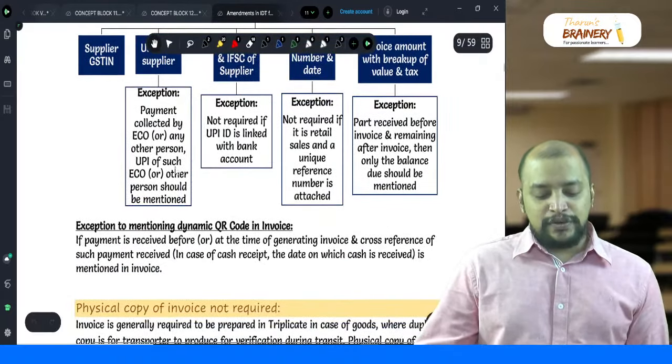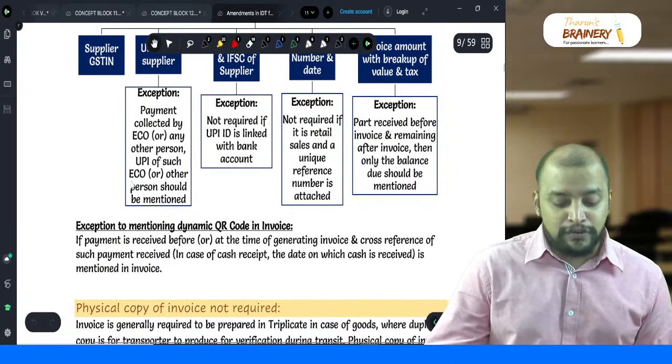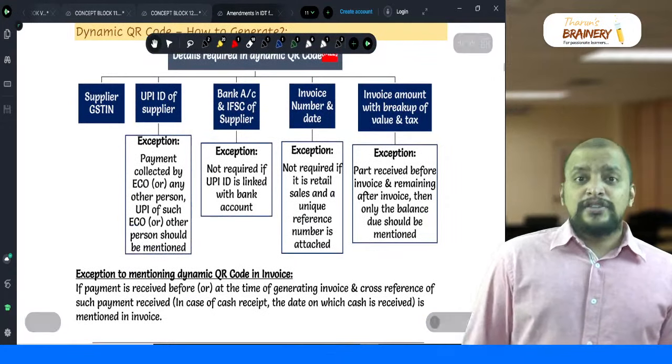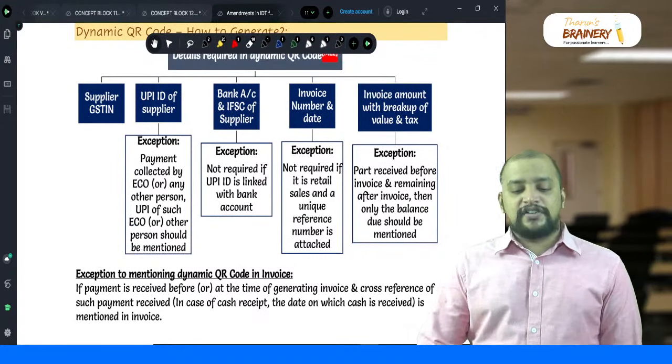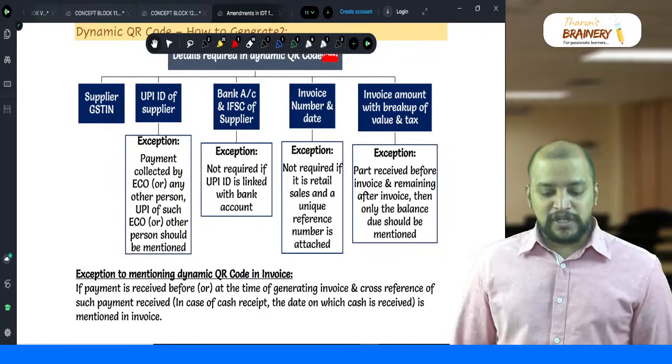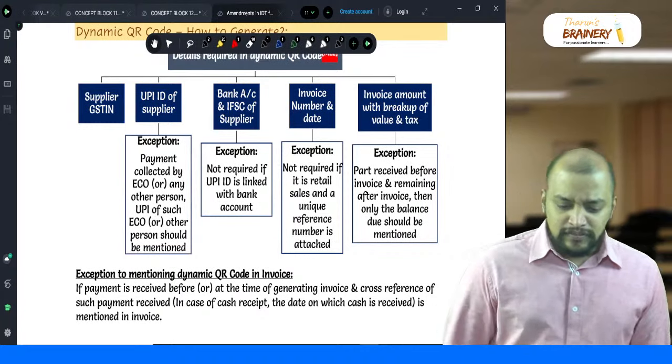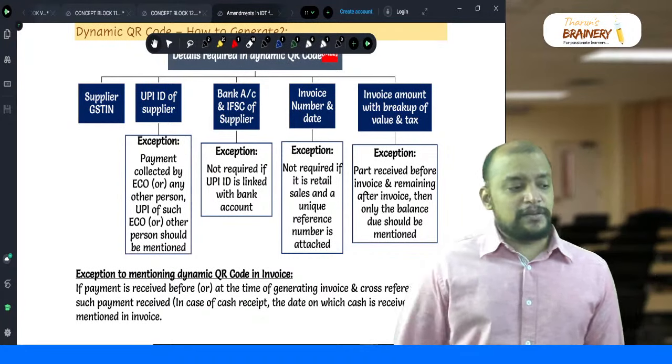Payment collected by ECO or any other person, the UPI ID of such ECO or any other person should be mentioned. Then the bank account and IFSC of the supplier. So what is that exception? Not required if the UPI ID is linked with the bank account.